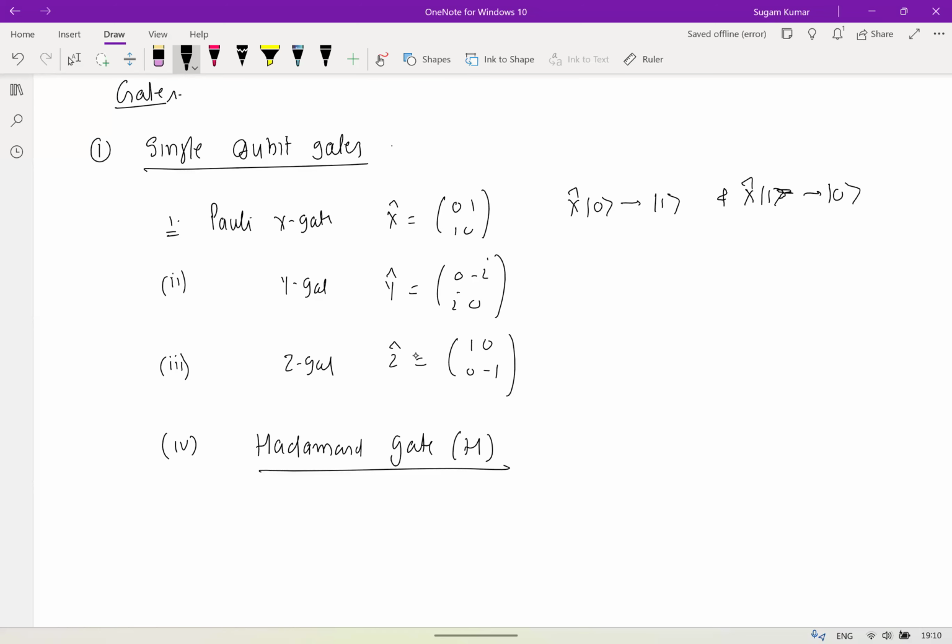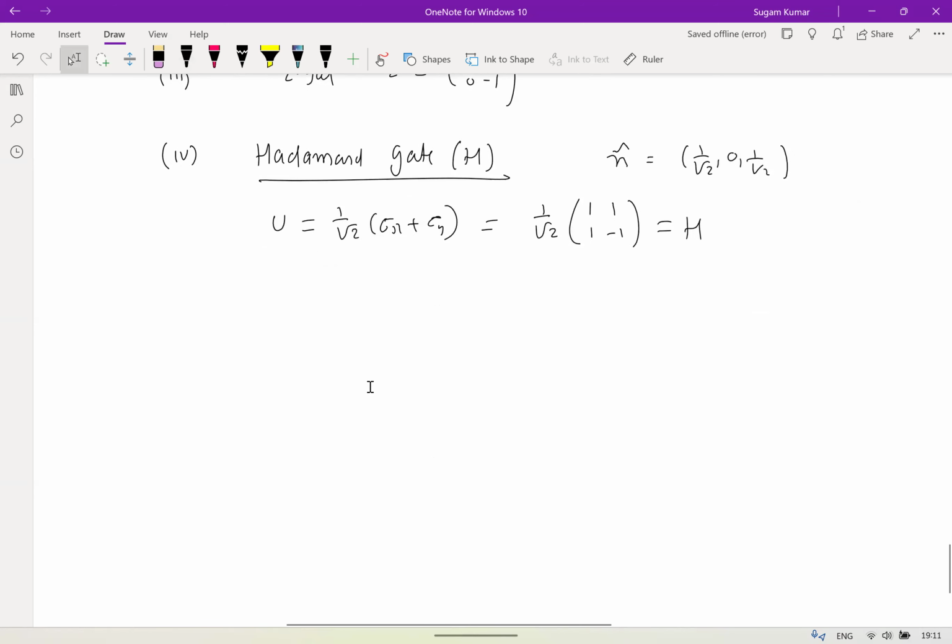In the above equation that I wrote, just put n as 1 by root 2, 0, and 1 by root 2. And you will see that u is going to become 1 by root 2 times sigma x plus sigma z, which is nothing but 1 by root 2 times the matrix 1, 1, 1, minus 1. That is what is called the Hadamard gate.